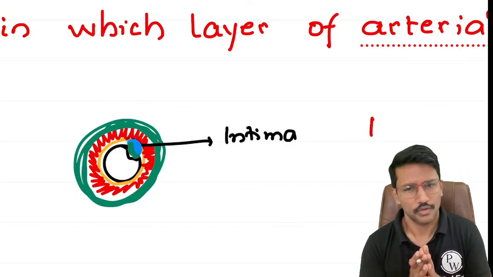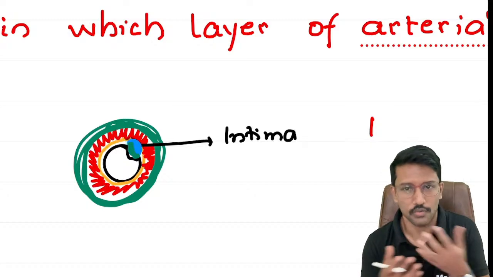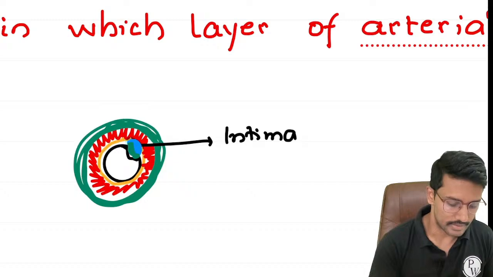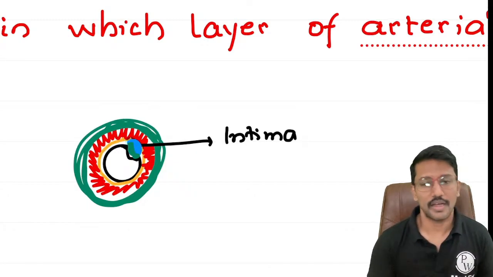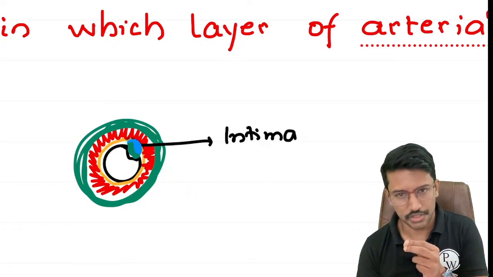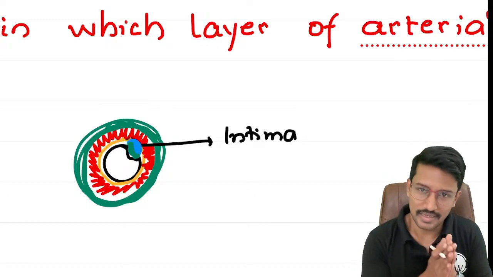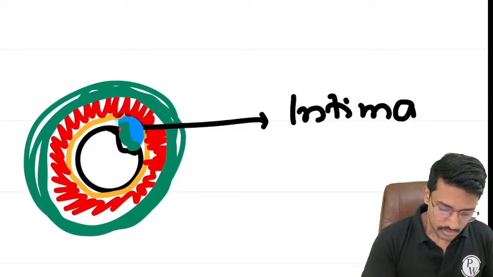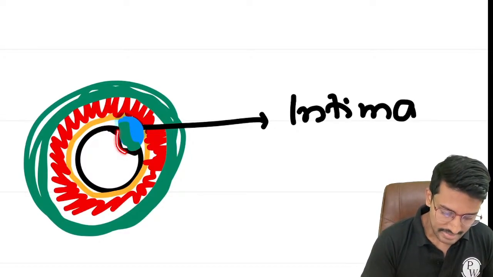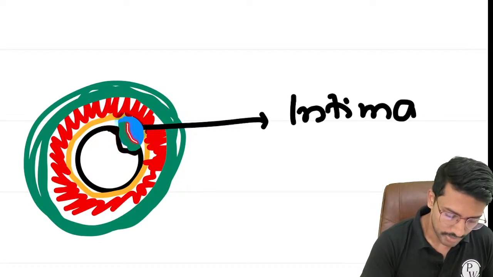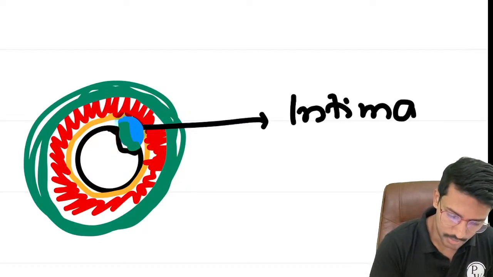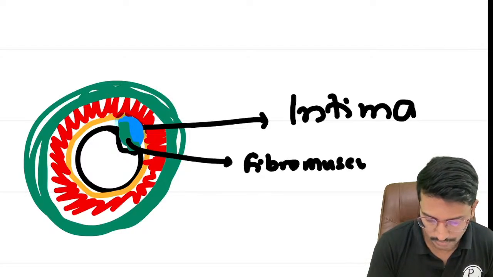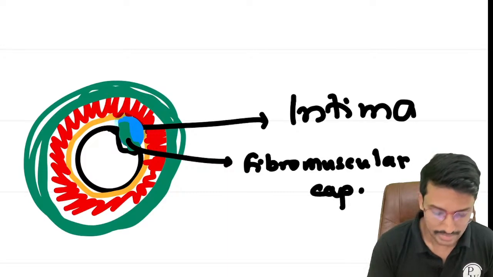Fibromuscular cap. You may be thinking, why are we talking about all this? How is it related to the clinical concept of ischemic heart disease? We will try to understand that. To summarize, our artery has three layers: intima, media, adventitia. Atheromatous plaque deposition happens inside the intima. The atheromatous plaque is occluding the lumen, and it is lined by endothelium and a fibromuscular cap. You can simply call it a fibrous cap or fibromuscular cap.